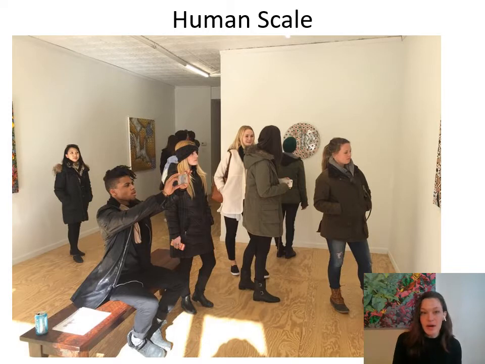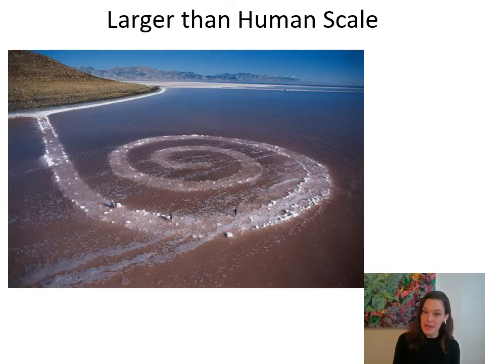One vocab term around this idea of the size of an artwork is human scale. An artwork that is made in human scale, or a design that is printed in human scale, is one in which it's easy for humans to interact, okay? That is opposed to something like land art. This is Spiral Jetty. And if you look below, you can see little tiny people walking in it.